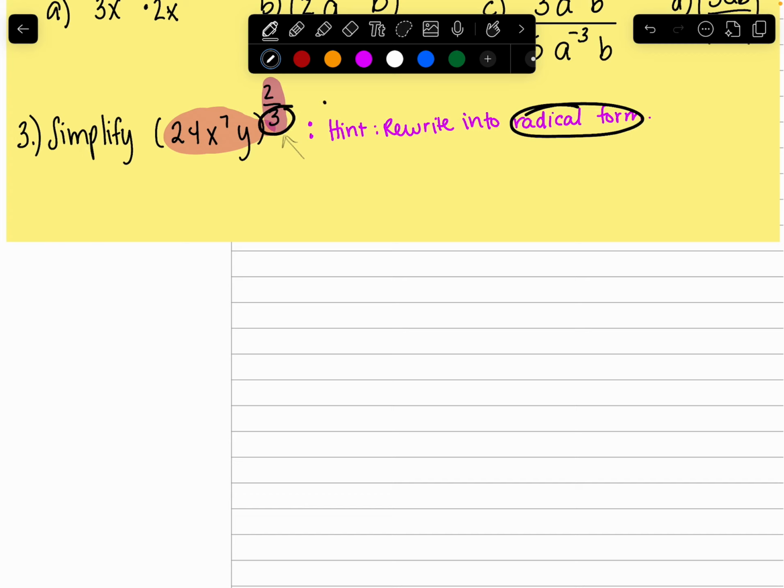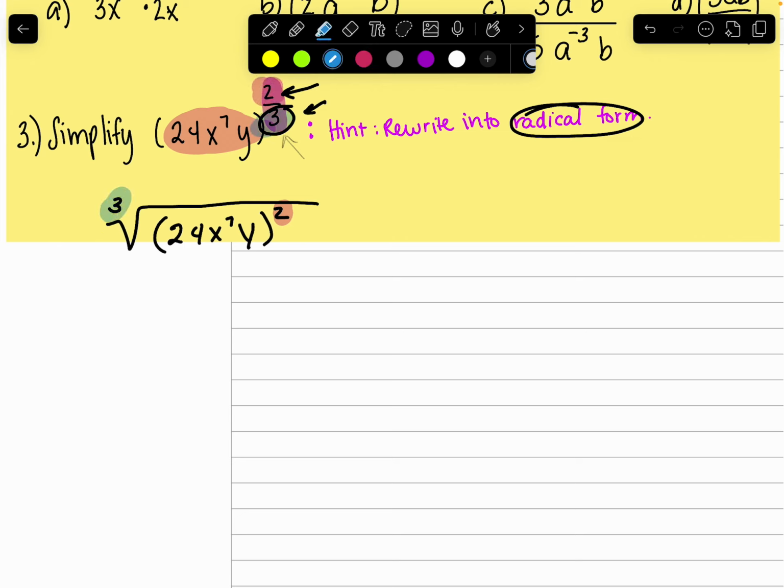We know this is your index, and this is my exponent. Remember, the index always goes on the outside. The exponent goes with the terms within the parentheses. So the exponent goes here, and the index here. We know what exponent means. Exponent means there are 2 of the 24x to the 7y.